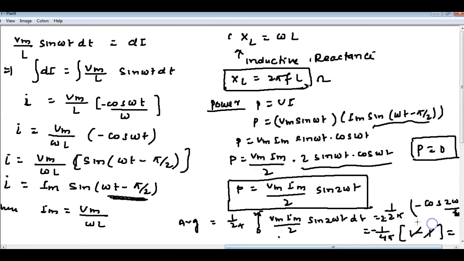So complete till here. Tomorrow we will do it for the capacitor, the C circuit, then we will do the combination of RLC.